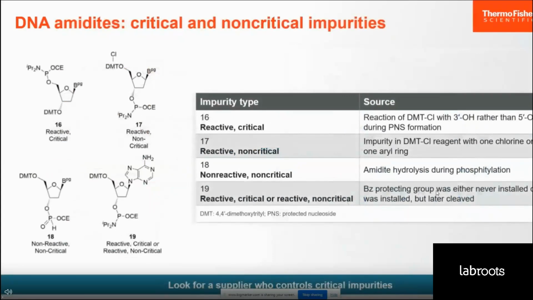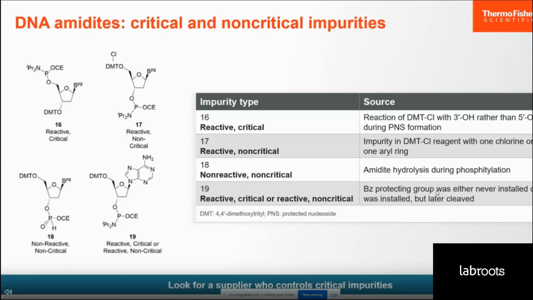So if we break this down a little bit more and look at the critical and non-critical impurities and their classification. So if we start with critical impurity number 16, this would be reactive in the oligosynthesis cycle and produce a parent oligo with a reverse linkage on it. So it has 3', 5' switched. This impurity in the oligo chain will most likely not be purged during the downstream processing and hence be critical, as it would be incorporated into the final product.